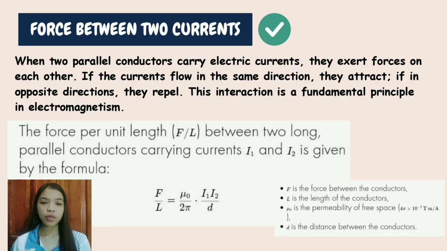So for the force between two currents, it is when two parallel conductors carry electric currents. They exert forces on each other. If the currents flow in the same direction, they attract. If in opposite directions, they repel. This interaction is a fundamental principle in electromagnetism. So see the given formula stated.